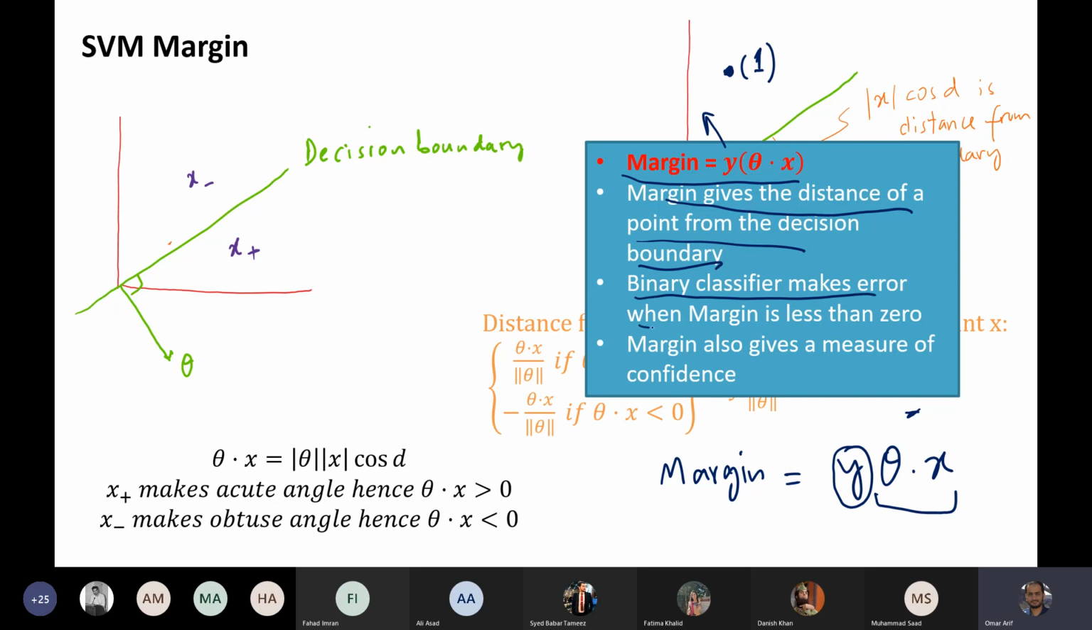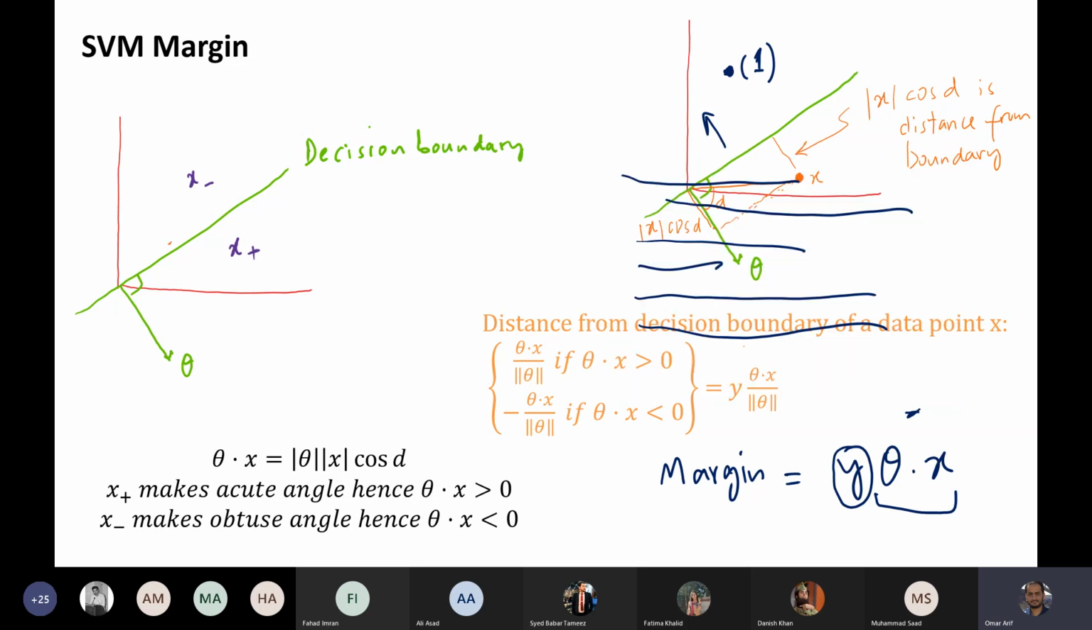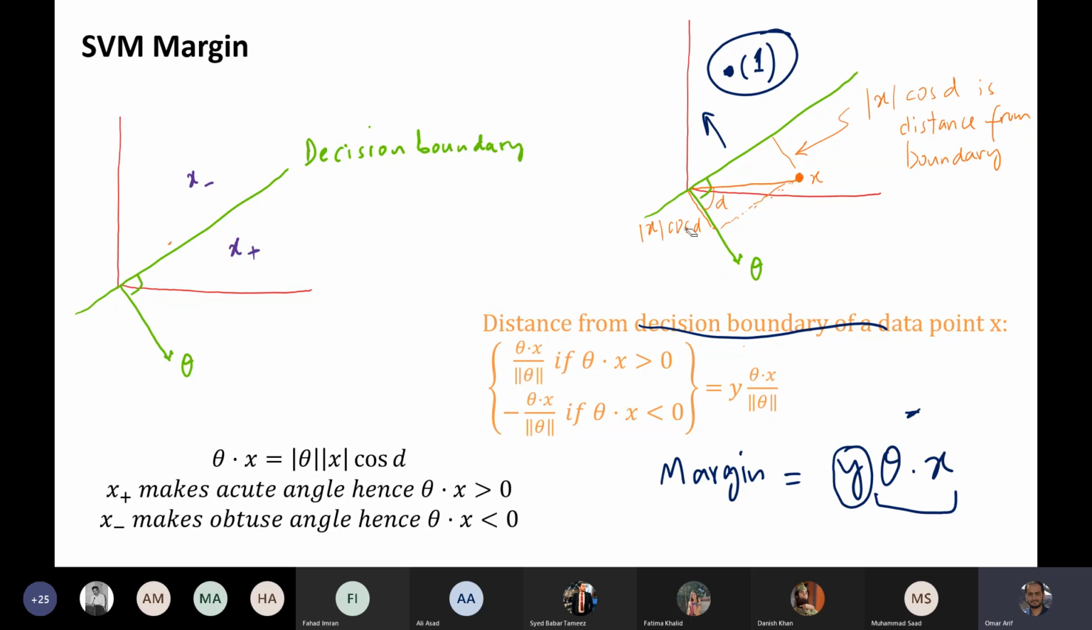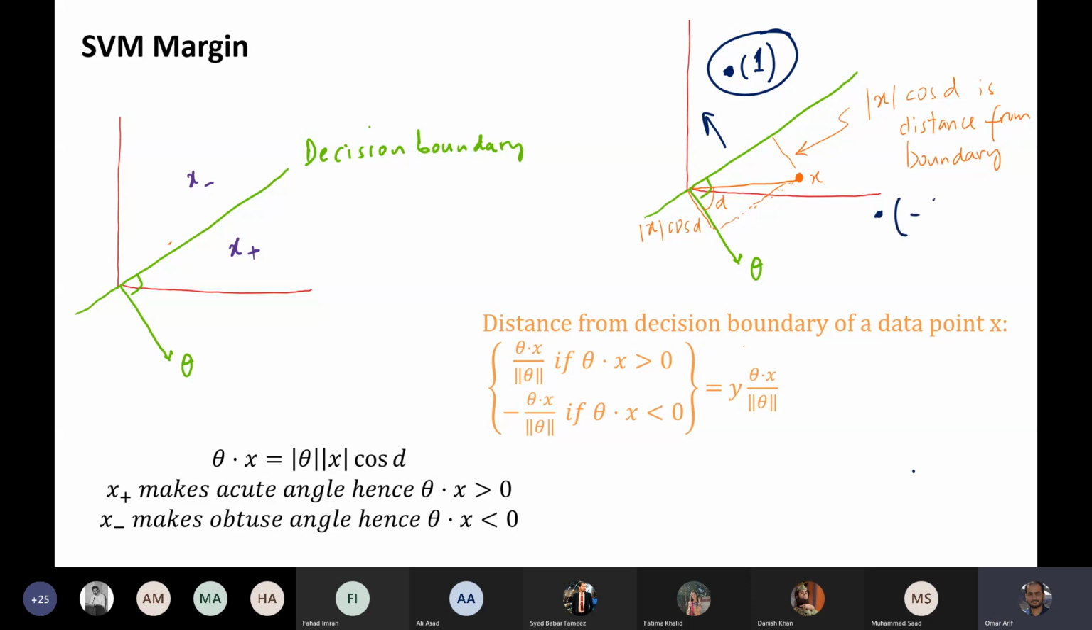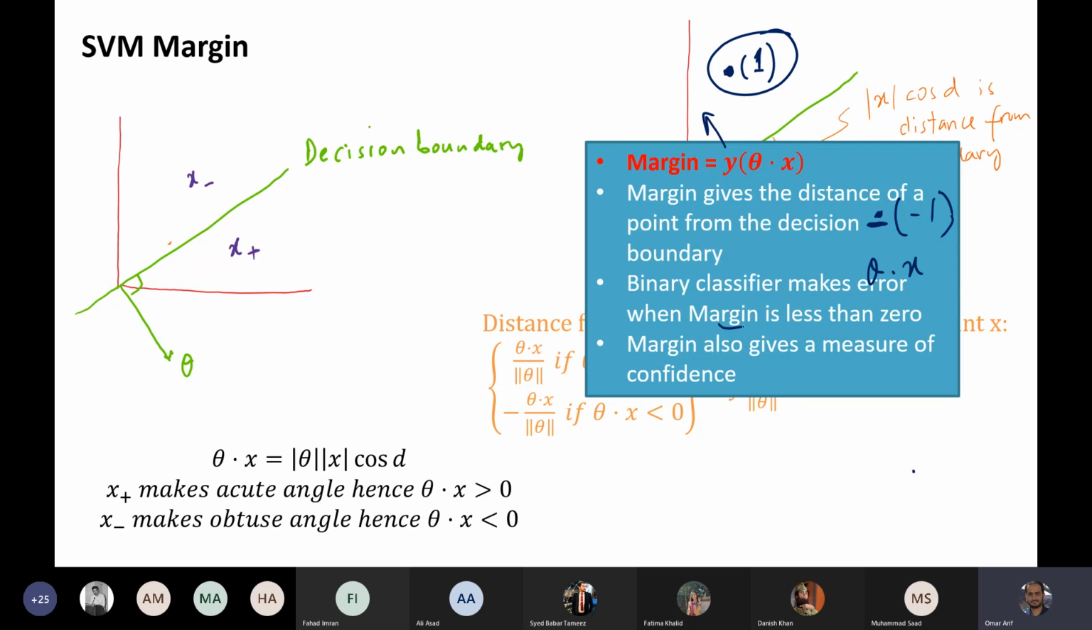The binary classifier makes an error when the margin is less than 0. We have discussed the case where your point lies here and its ground truth is 1. Let's also consider the other case, where your point lies on this side, but its ground truth value is -1. So your theta dot x would be positive because you lie on this side, but y would be negative, so your margin would in the end be negative. So when the margin is less than 0, you know that your binary classifier is making an error. And margin also gives a measure of confidence.